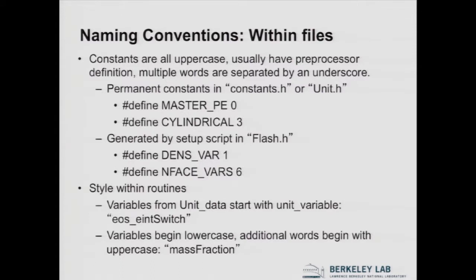So within files, the constants are all uppercase. That basically just tells you straight away which is a defined constant and which is not. Within routines, the variables that are of unit scope start with the unit name, underscore, variable, for example, eos_int switched this. The name itself right away tells you that this particular variable is accessible to any function within that unit, irrespective of where that function lives.